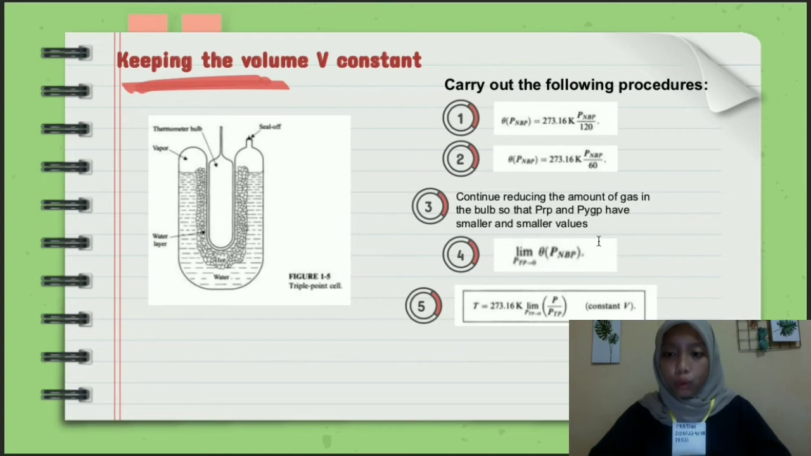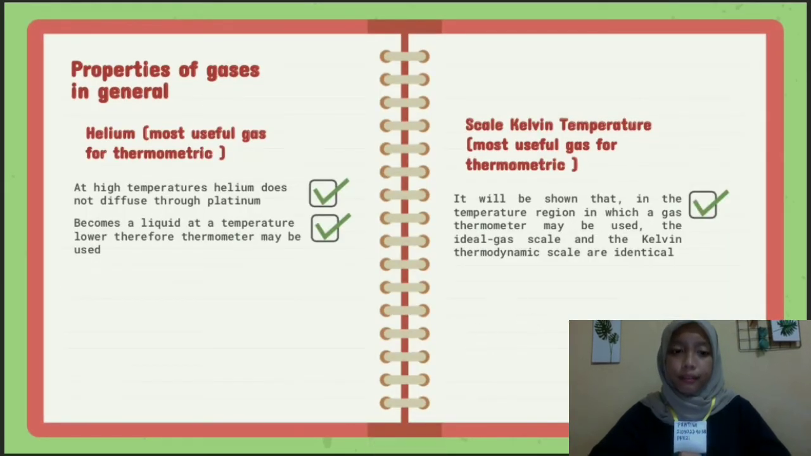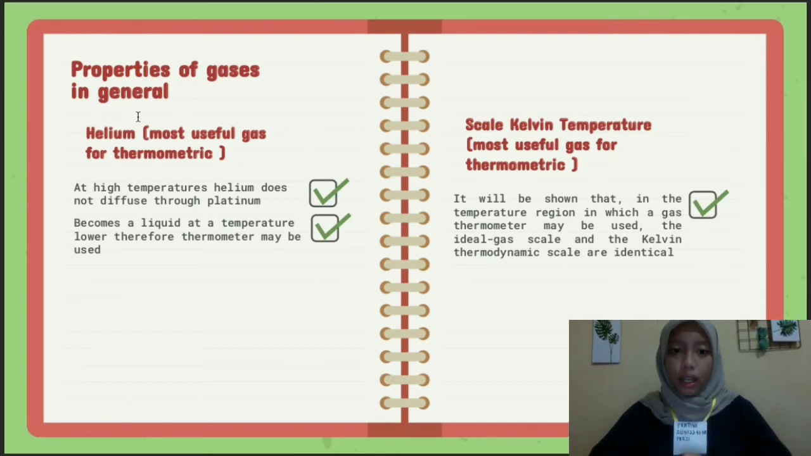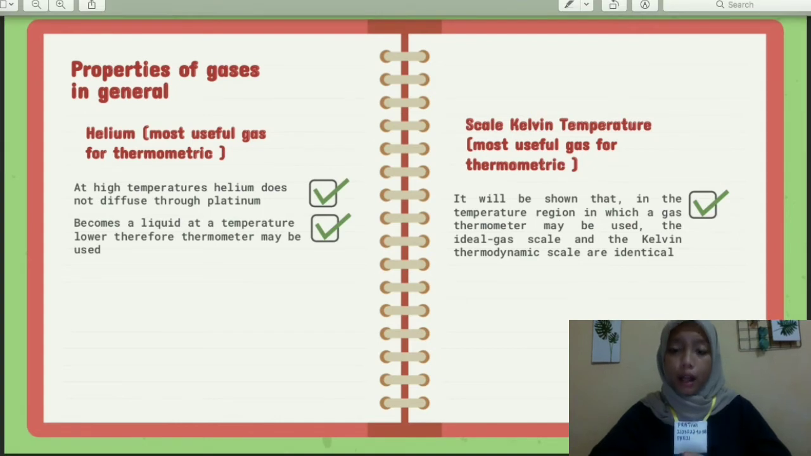T equal to 273.16 Kelvin. The limit of P divided by P_TP as P_TP approaches 0. Then we can say that the condition is constant. And next, although it is the ideal gas temperature, the gas has a property in general.